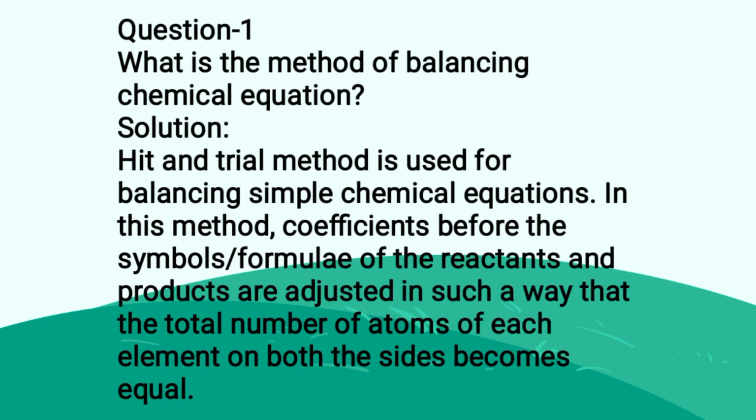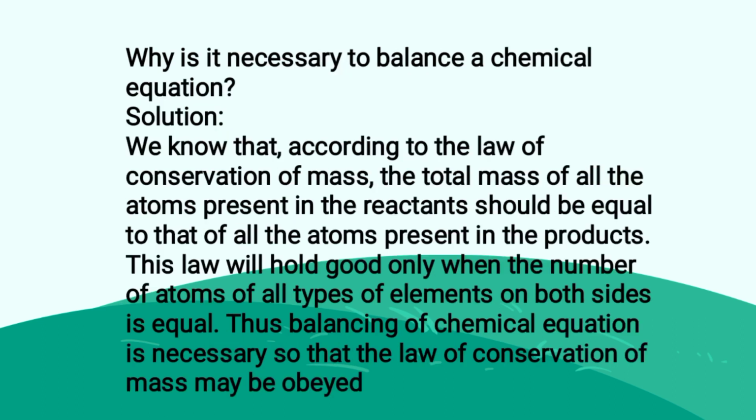What is a method of balancing a chemical equation? The hit and trial method is used for balancing simple chemical equations. In this method, the coefficients before the symbols or the formulae of the reactants and the products are adjusted in such a way that the total number of atoms of each element on both sides becomes equal. As we have learnt in the previous video, we have to count the number of atoms on the reactant side and the product side, and go on with hit and trial till the atoms get balanced on both the reactant and the product side.